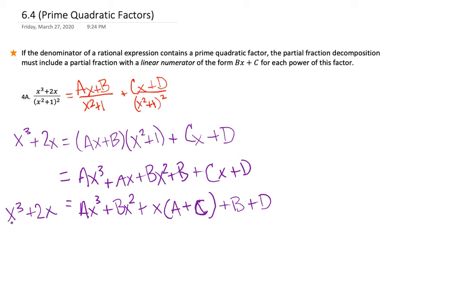All right, my cubed term, a is equal to 1, so I will write that. My bx squared term, there is no x squared, so it's going to be equal to 0. So I'm going to set b equal to 0. My x term has to be 2, so a plus c equals 2. And then my b plus d has to equal 0 because there's no constant.